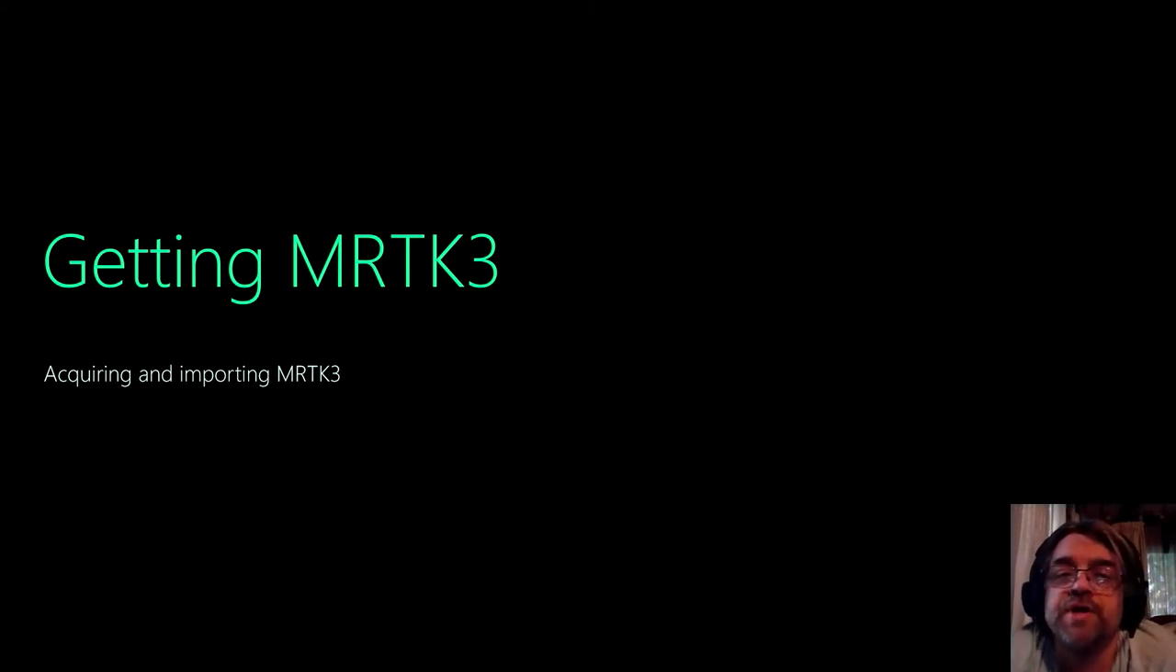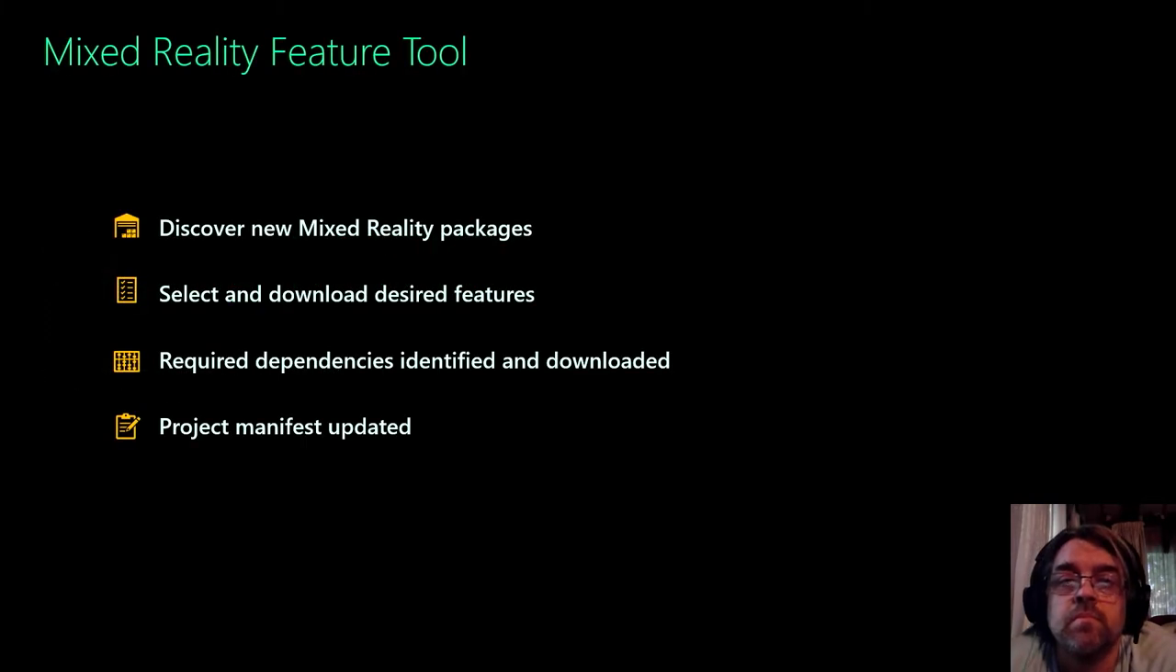Okay, enough about packaging and all that stuff. Let's talk about how you're going to get and import these great new MRTK3 packages. The Mixed Reality feature tool can be thought of as a warehouse of mixed reality packages from Microsoft. Since its initial release in early 2020, the collection of features has grown well beyond MRTK. It allows you to discover new features, select them for download, and import them into your Unity project. Required dependencies will be automatically identified, downloaded, and imported for you.